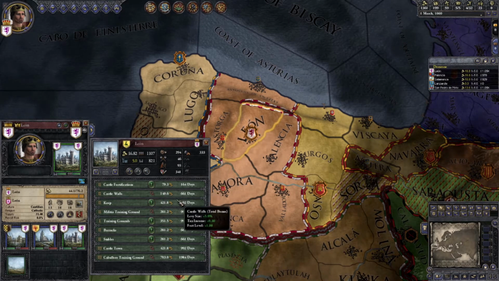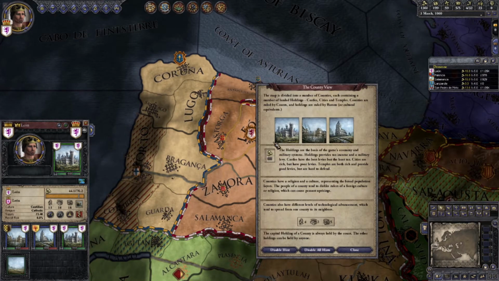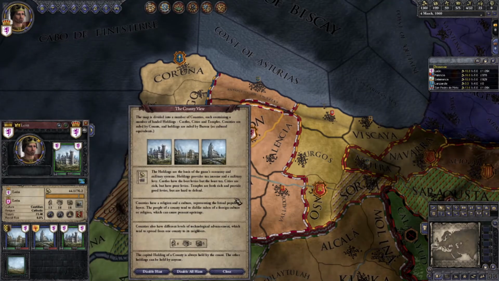And then we can upgrade things. Very nice. Well, let's learn about the county itself.